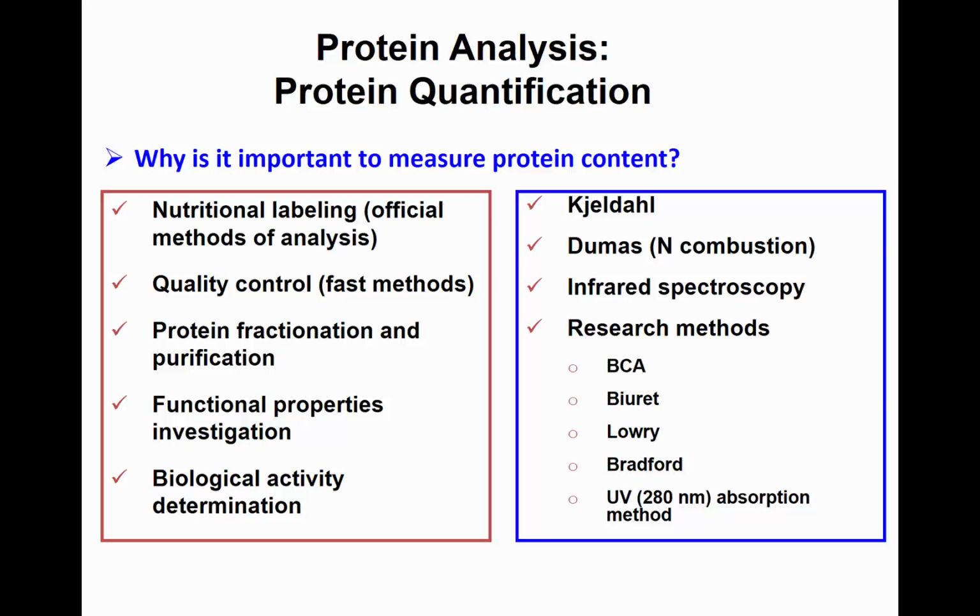Biological activities, for example, if you have an enzyme and you want to determine the activity of the enzyme, you want to determine that based on gram of protein, because enzymes are protein. So you determine the unit of activity per gram of that enzyme.